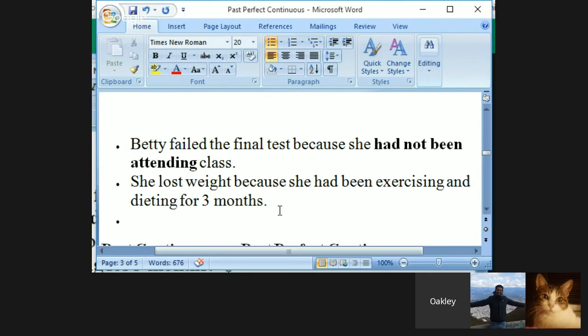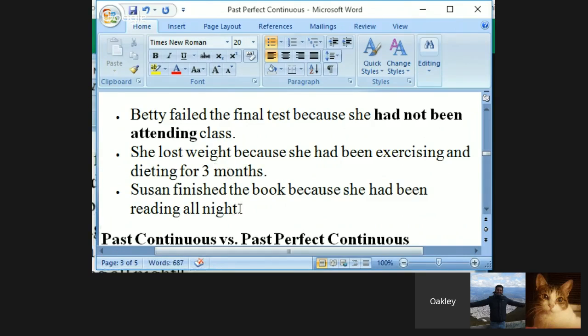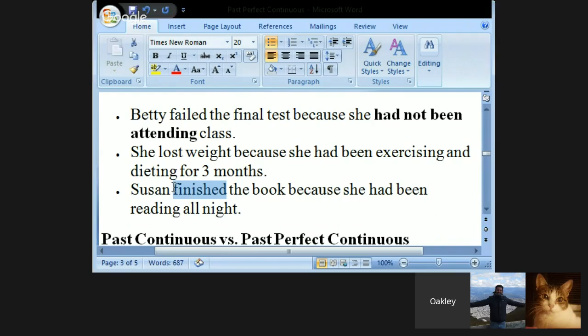Susan finished the book because she had been reading all night. Great. All right. That's cause and effect. That's great. Julian, the only one thing, be careful of the pronunciation.